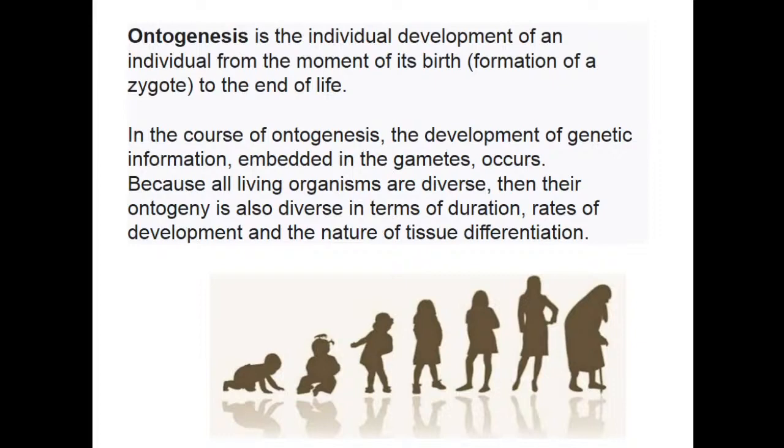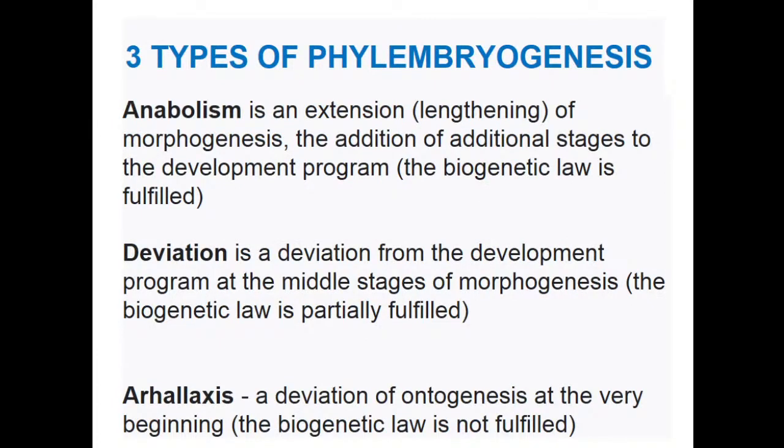It is the individual development of an organism from the moment of birth, the formation of the zygote, to the end of life. Next we will talk about phylembryogenesis, remembering evolution and ontogenesis. Here we speak about three types of phylembryogenesis.